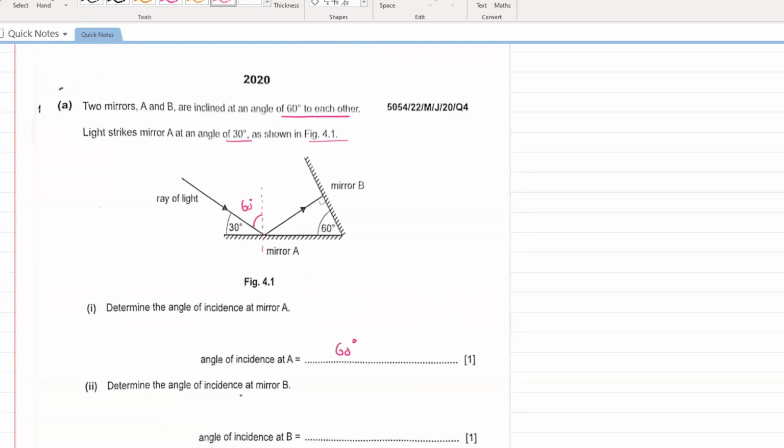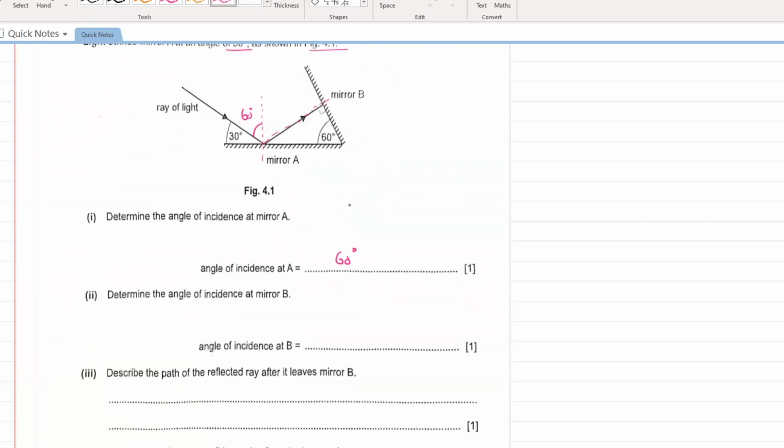Okay. Determine the angle of incidence at mirror B. Angle of incidence again is the angle between the normal and the incident ray. Here both of them are aligning or overlapping each other. So angle of incidence becomes 0 degrees. Describe the path of the reflected ray after it leaves mirror B. Okay, after it leaves mirror B, what will happen? It will reflect back along the same path. Along the same path. Simple.